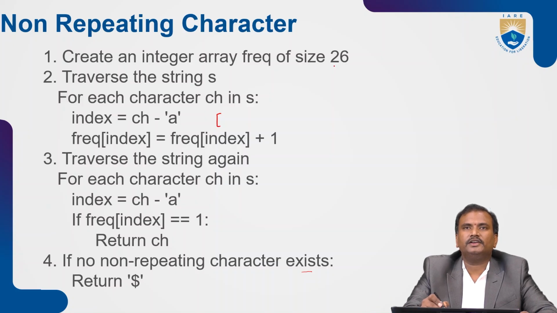So here our first step is creating an integer array frequency of size 26, and then we traverse the string and increase the values, that is, we find the counter values for every character, meaning how many times that particular character is repeated. The next step is to traverse the string again and check if the frequency of index is equal to 1 or not. If it is, we return that character. Otherwise, we return dollar.